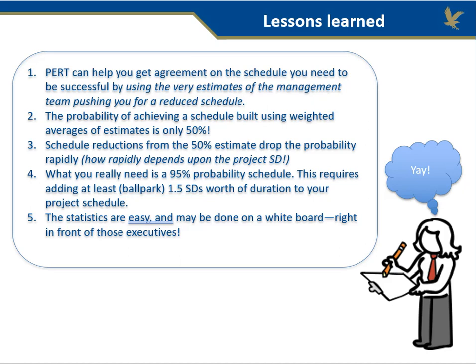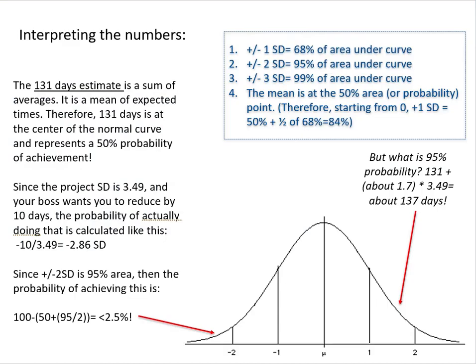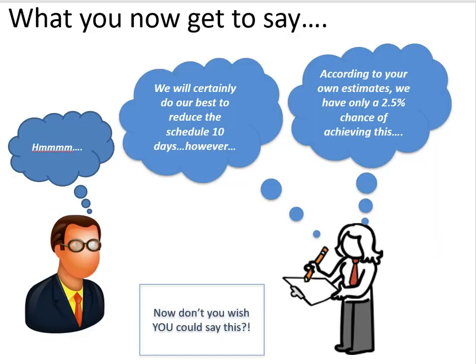What you really need is a 95% probability schedule. Once you've done your PERT estimate, you need to have maybe 1.5 or 1.75 or so standard deviations worth of duration to get a project schedule that has a 95% chance of being done. Plus, I should add, using these ballpark methods, for example, the plus or minus 1, 2, and 3, you could do this on a whiteboard without even using a calculator, and you could end up saying this. That is the power of PERT, the probability, the predictive approach it allows that CPM does not offer.